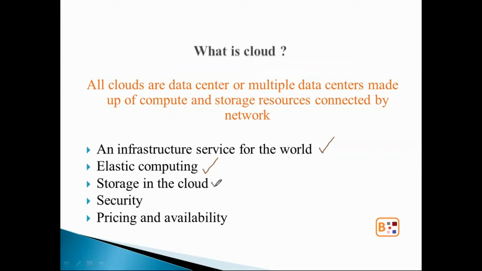Storage in a cloud: you can store unlimited data in a cloud, and you can make your cloud highly secure. There are three ways. First is subnet level of security. Second one is known as resource level of security. Resource level means application security, database security, web server security, etc. Pricing and availability: price varies according to the region, and availability means the cloud provides high availability of the resources.